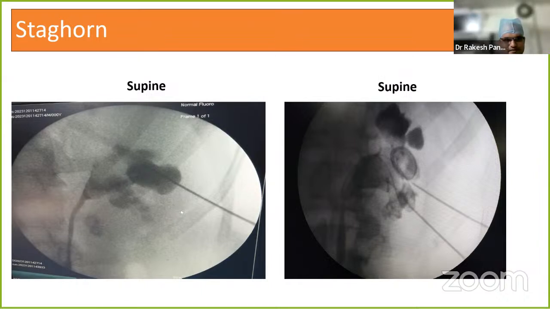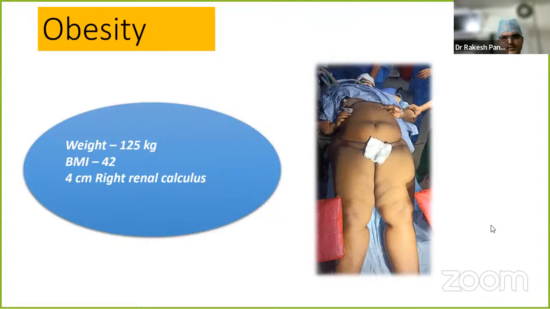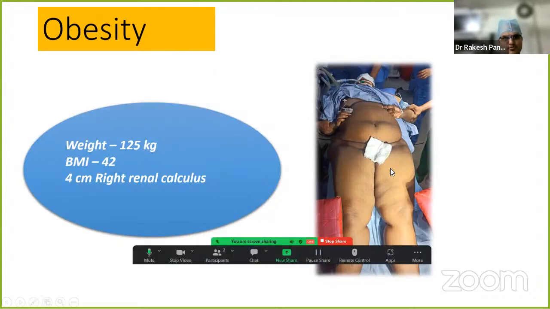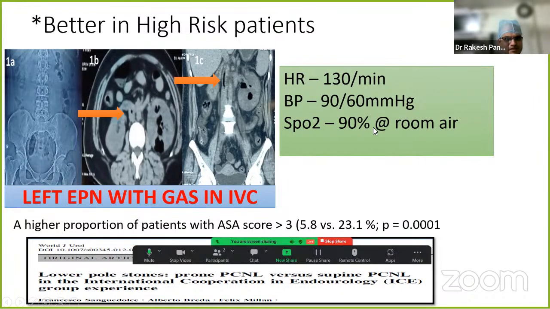Yes, sir, correct. Then what are the advantages of supine PCNL? If the patient is too obese, like this case, where the patient was 125 kilo and BMI 42, then to reposition the patient in prone is again very difficult. Here it is easy. In supine, we need not change the position. Then as I told, in any emphysematous pyelonephritis case, this patient had low BP and saturation was not maintaining. We had to do PCNL; we did supine PCNL ultrasound guided and the patient did very well.